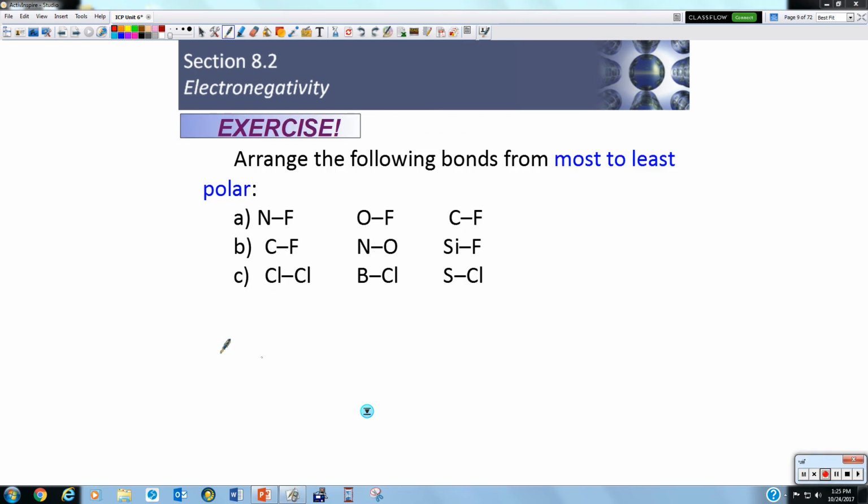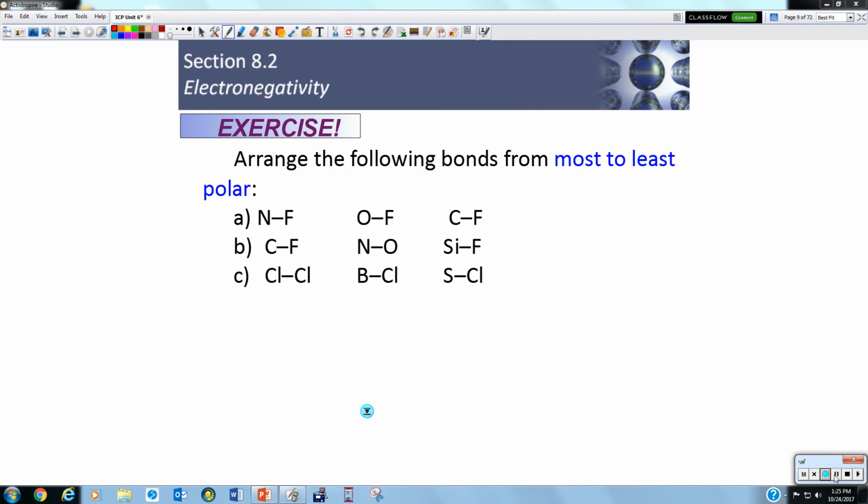All right. So it says arrange the following bonds from most to least polar. So most polar to least polar. Another way to say that, from most ionic to least ionic, or most covalent. All right.